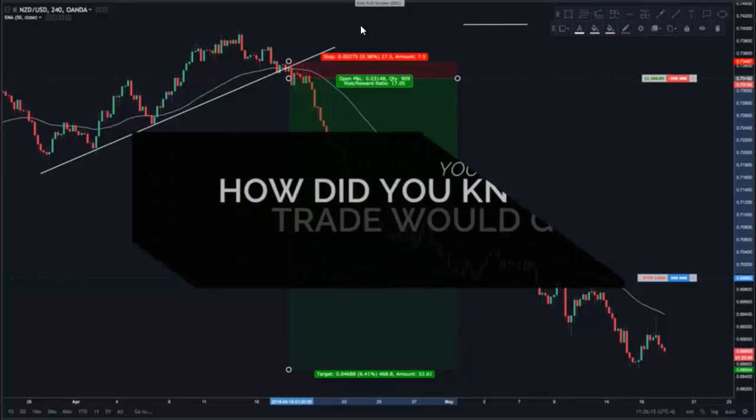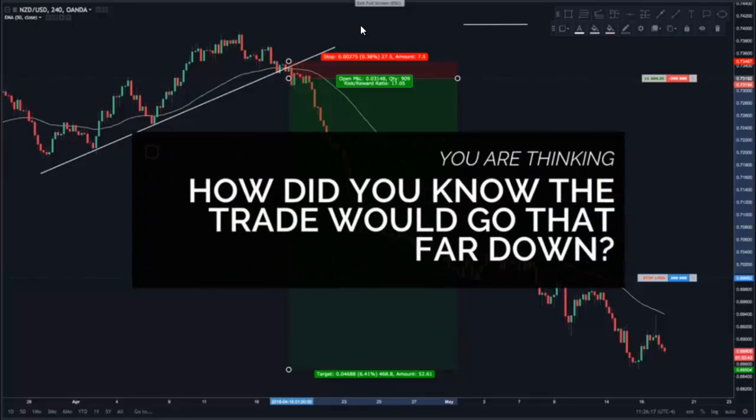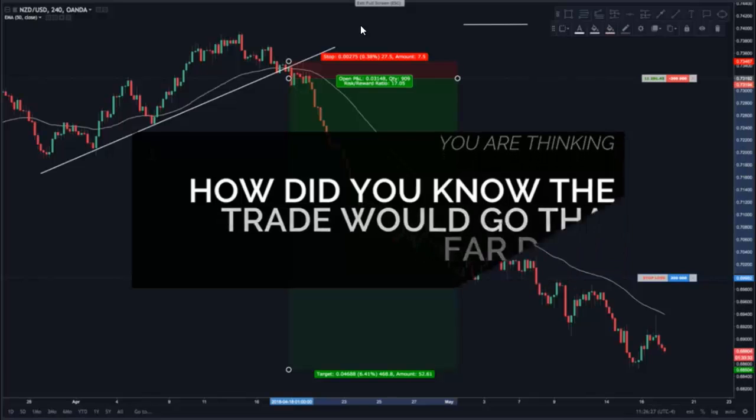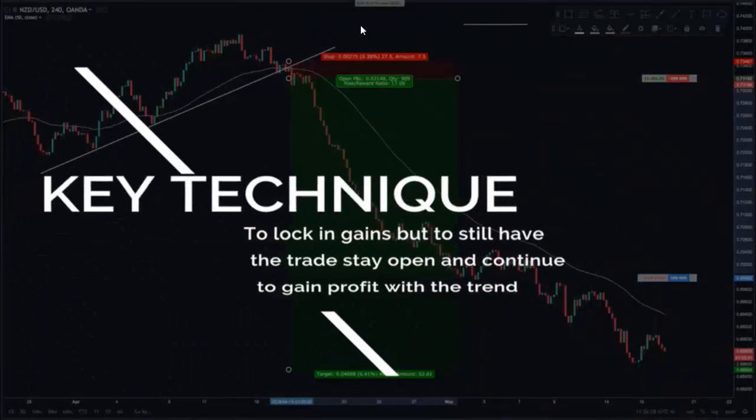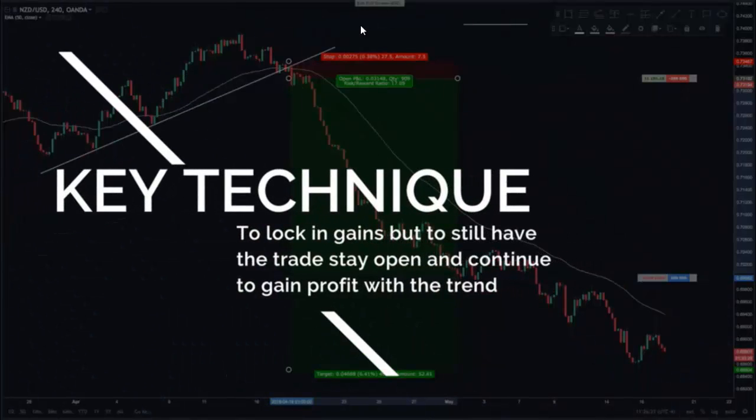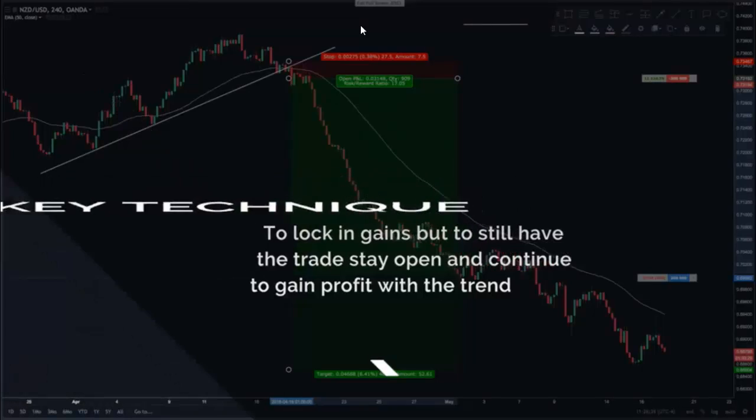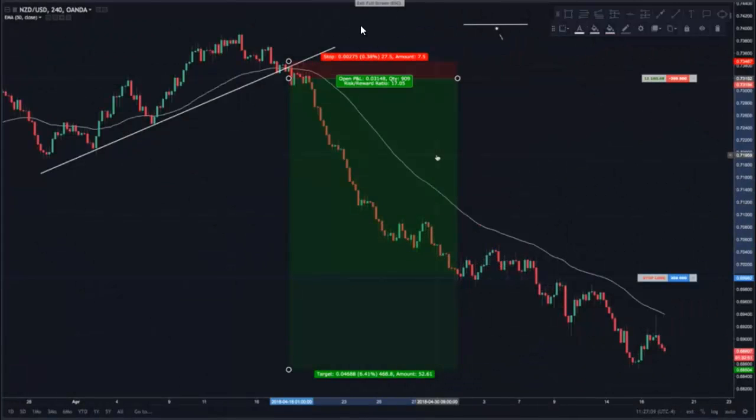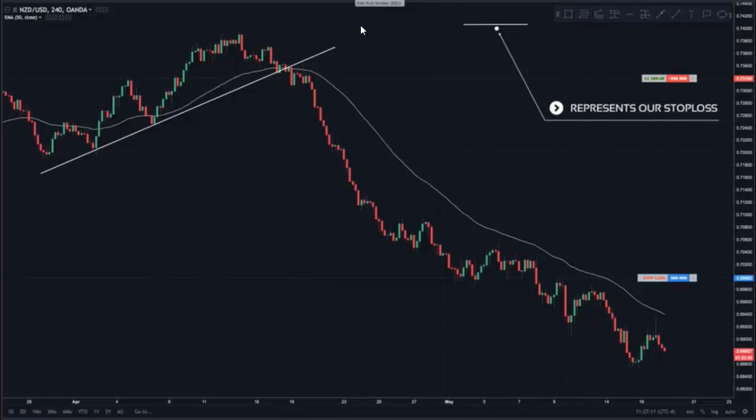Now, you are probably thinking, but how did you know that the trade would go that far? And the truth is we didn't. We did not know how far the trade would go down. And no trader knows exactly how far a trade will go. But here's the thing. I'm going to show you a key technique on how to lock in gains, but to also have the trade open in case the trade moves further. So I'm going to use this white line to represent our stop loss.